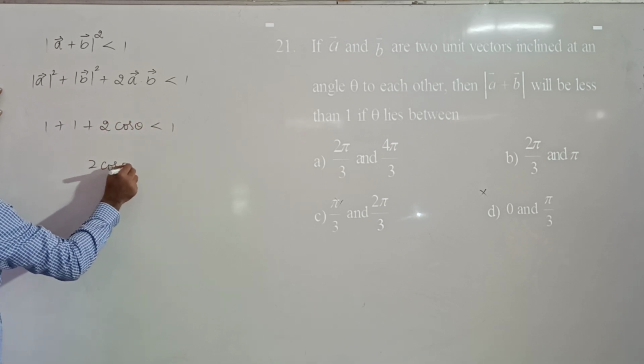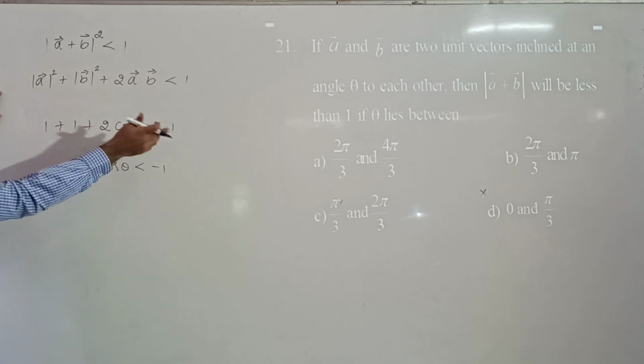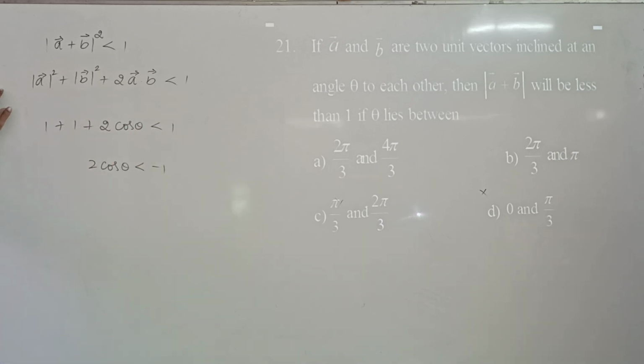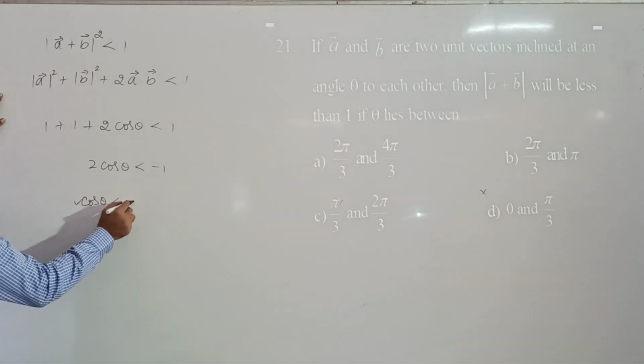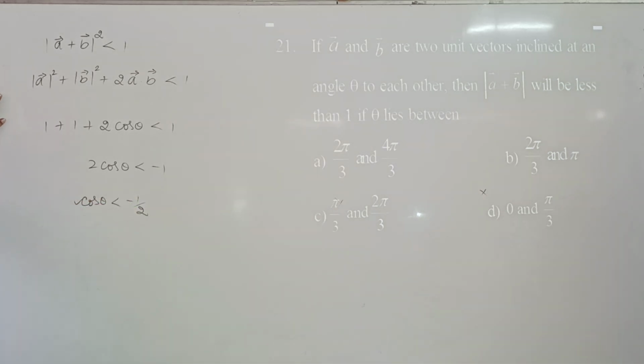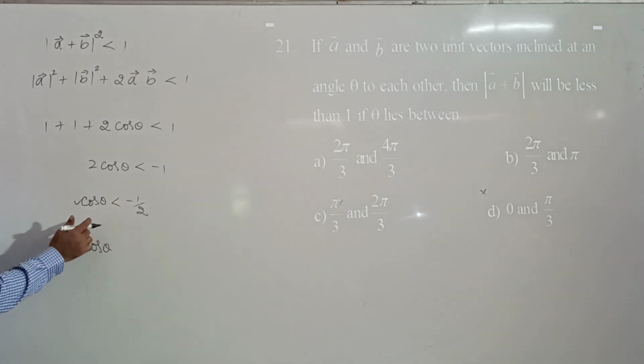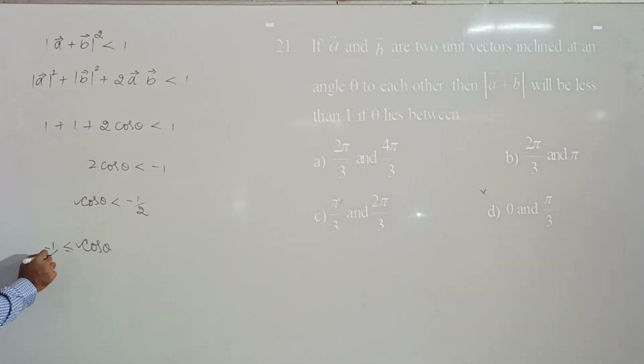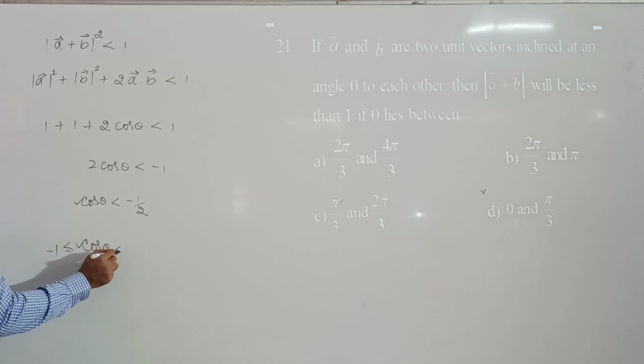So 2 cos theta is less than minus 1. 1 plus 1 is 2. Take it to the RHS, 1 minus 2, you get minus 1. So cos theta is less than minus 1 by 2. And obviously we know that cos theta, its range is minus 1 to 1. So here, less than minus 1 by 2, certainly it should be greater than or equal to minus 1 and less than minus 1 by 2.